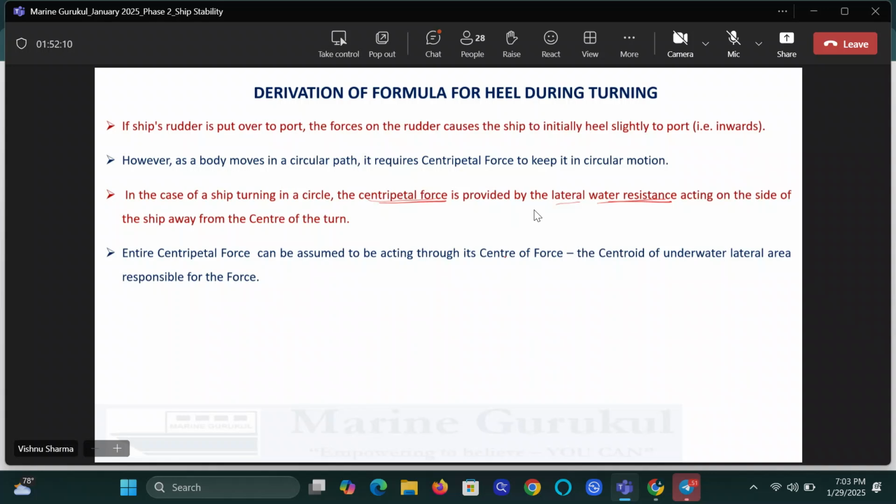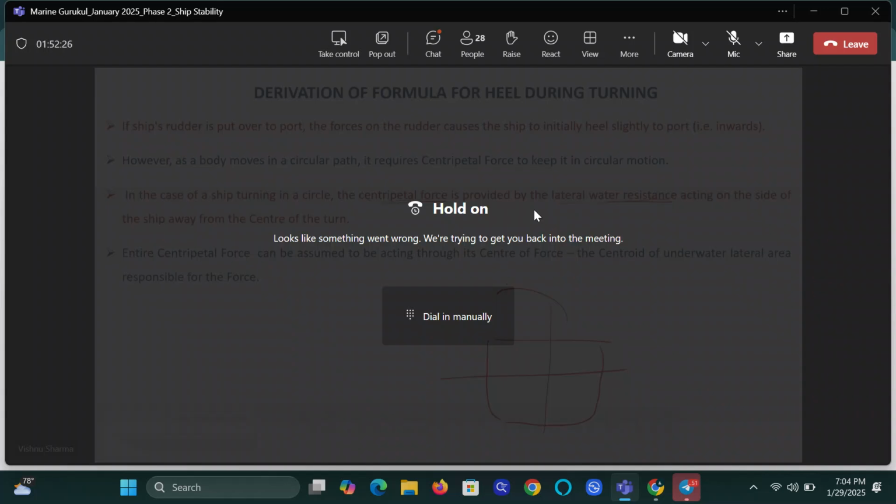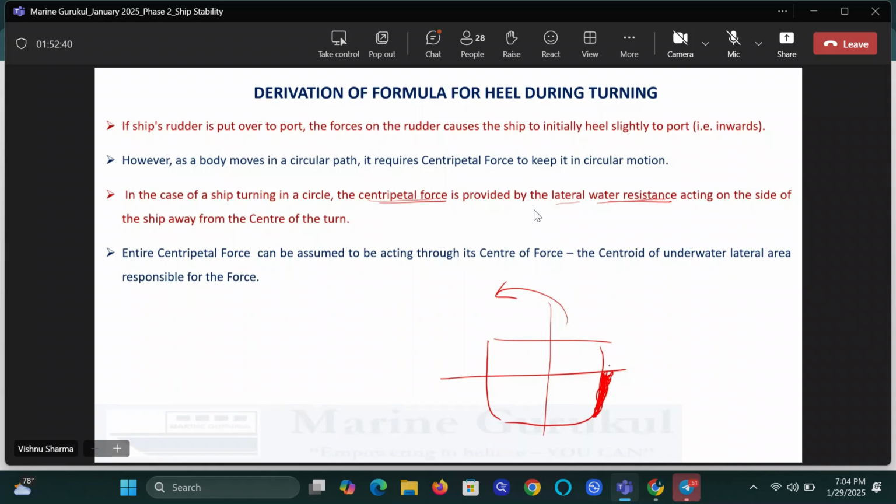What are we talking about, guys? If a ship is like this and she's turning, it is because of this underwater area on the opposite side. Where can this be assumed to be acting through? It can be assumed to be acting through the geometric center of that underwater area.